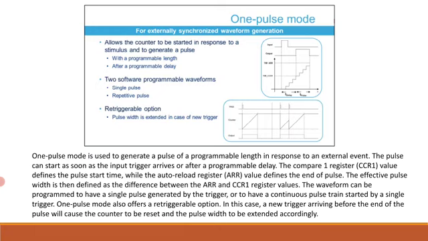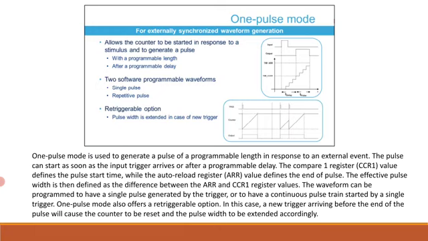The effective pulse width is then defined as the difference between the ARR and CCR1 register values. You can see in this figure. The waveform can be programmed to have a single pulse generated by the trigger or to have a continuous pulse train started by a single trigger.